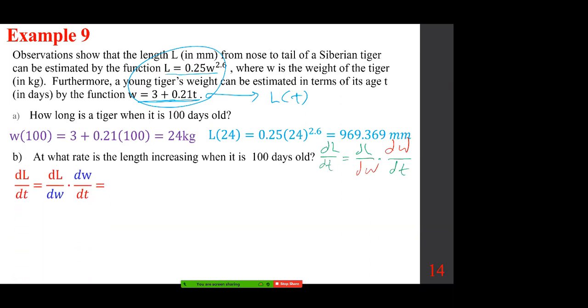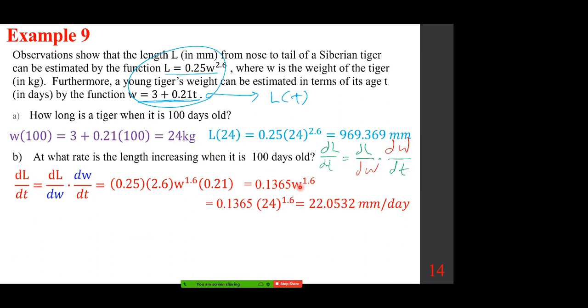So that's how you find it. Now, this is a simple calculation in both cases. dL dW would be 0.25 times 2.6 W to the power of 1.6. And then dW dT is simply 0.21. And it simplifies to this. As you can see, dL dT is a function of W instead of T. And we are not interested in finding the function. We just want to know in 100 days. And in 100 days, we have the weight to be 24, so replace it with 24. And you write the units as whatever units of length per unit of time. dL dT, so pay attention to this class, the units of length over the units of time. That's how you arrive at your units.